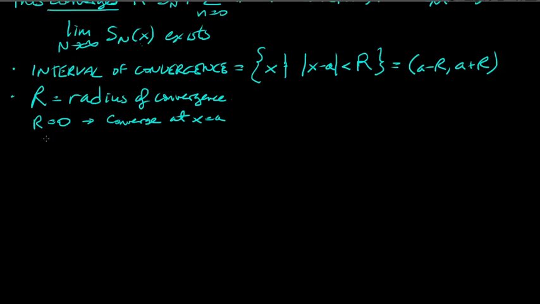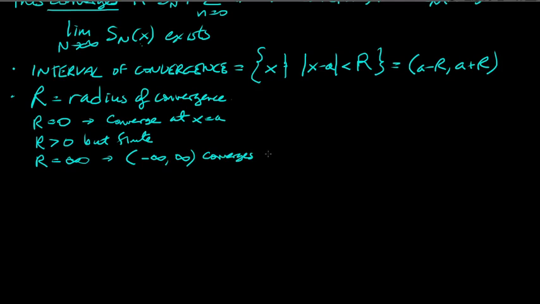R could be some finite number, say R bigger than 0 but finite, and then you really do have this interval here. Or R could be infinite, in which case it converges everywhere, from minus infinity to infinity. So then it converges for all real numbers, and that's the best case scenario. That's what we want to have happen. Unfortunately, they don't always converge at all x. In fact, some only converge at one point, which is not ideal.